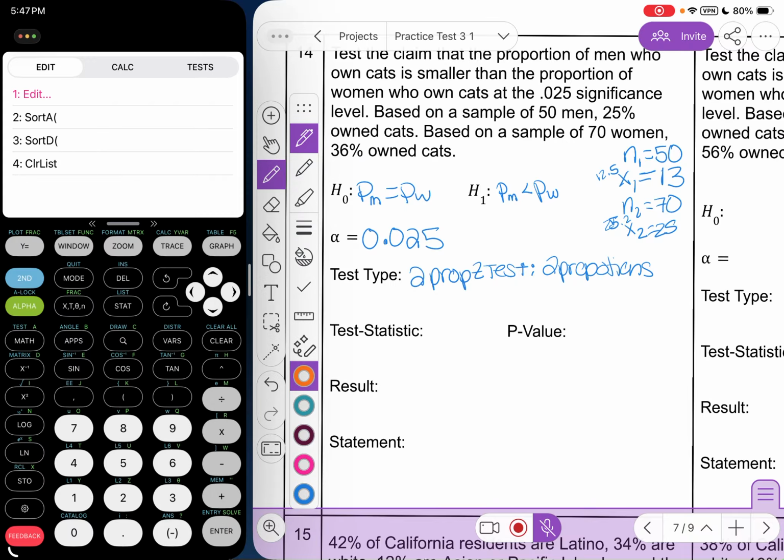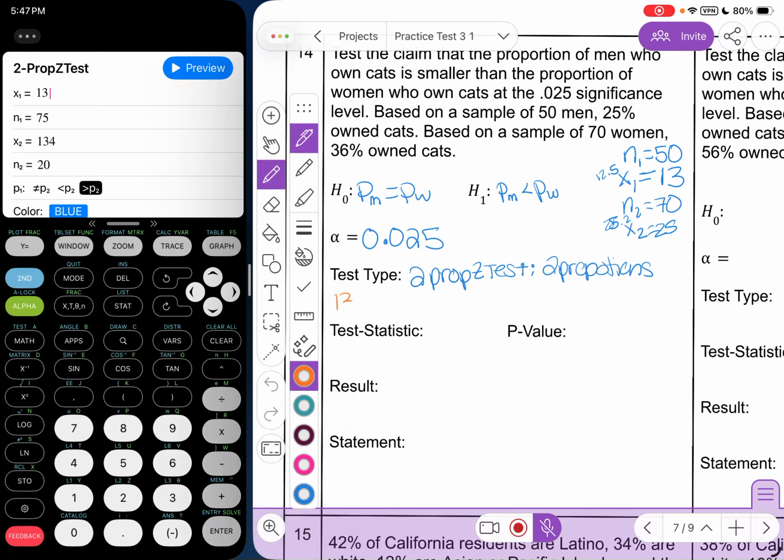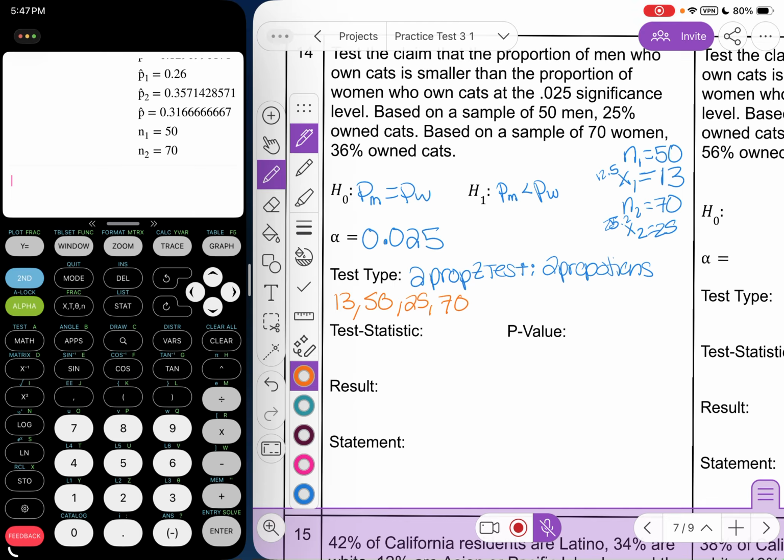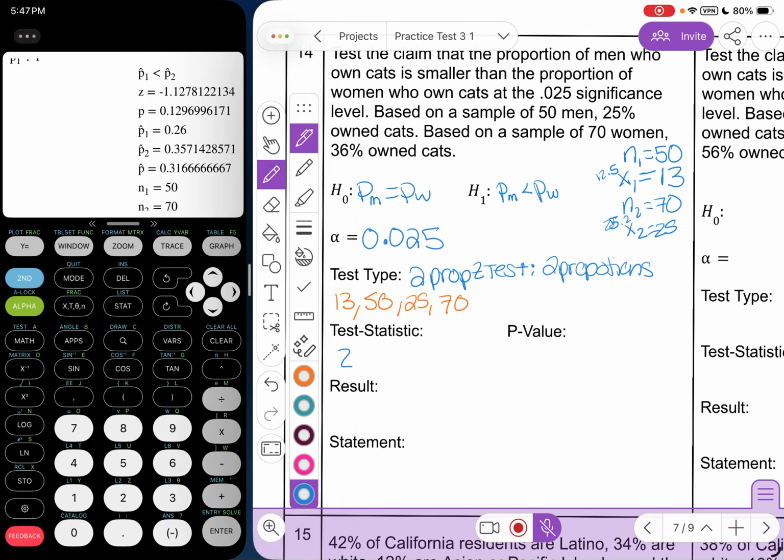So now let's do our 2 prop z-test. X1 is 13. N1 is 50. X2 is 25. N2 is 70. We're saying that men is less than women. Calculate. Z is negative 1.128. P is 0.130.